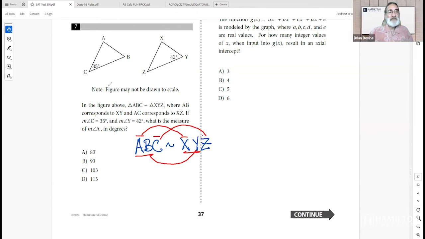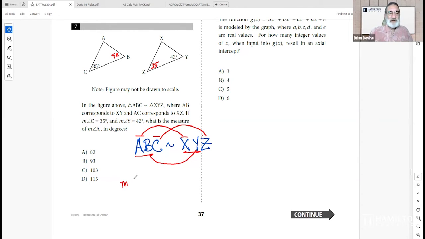And the measure of angle C is 35, and the measure of angle Y is 42. Well, B and Y are the same measure, so that's got to be 42, and Z and C are the same measure, so that's got to be 35 degrees. What's the measure of angle A?